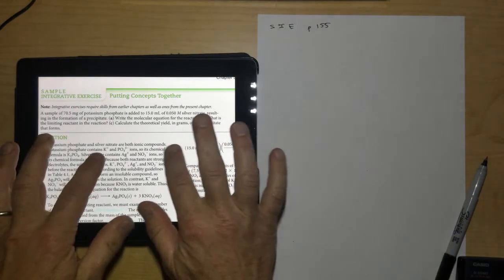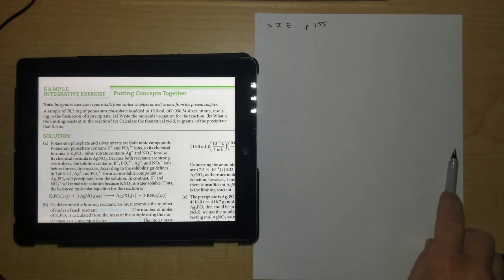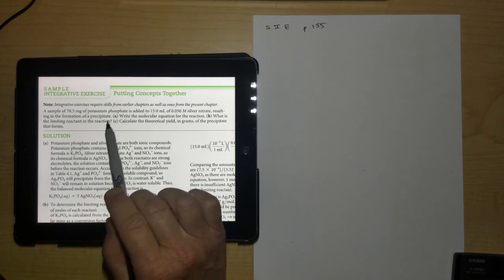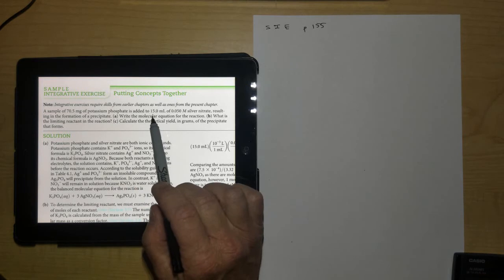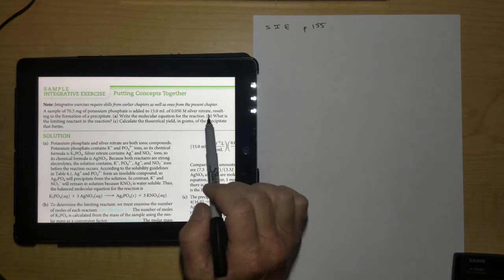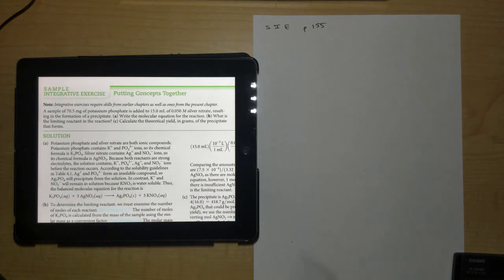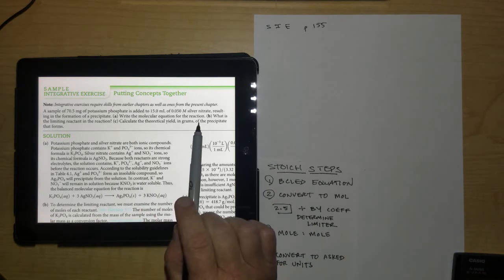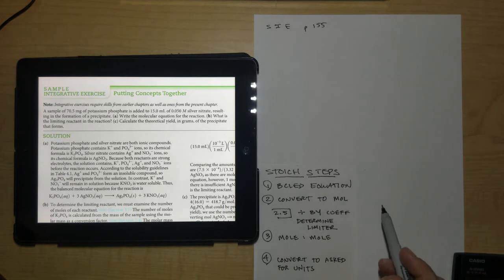There we go. Okay, so this says, a sample of 70.5 milligrams of potassium phosphate is added to 15 milliliters of 0.05 molar silver nitrate, resulting in the formation of a precipitate. Ooh, a precipitation reaction type question. Yep. Write the molecular equation for the reaction. So it's going to ask us to do step number 1, write the balanced chemical equation.